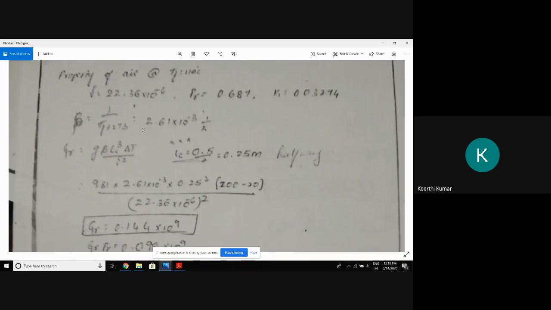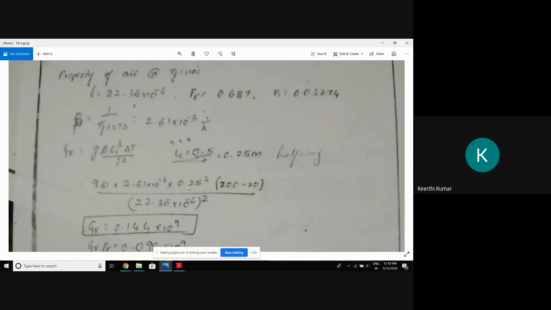Once you get beta, we will go for the Grashof number. See here, LC will be different. Generally, if it is a vertical plate, what do we take? We take LC as the length of the plate. But now he is asking to calculate everything up to halfway, so LC will be equal to the total length of the plate divided by 2. So the Grashof number is equal to g 9.81, beta 2.61 into 10 to the power of minus 3, LC is 0.25.